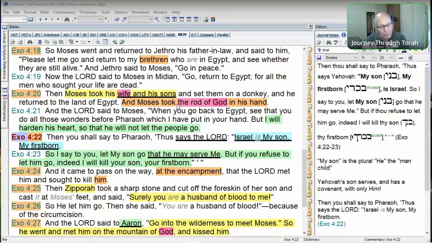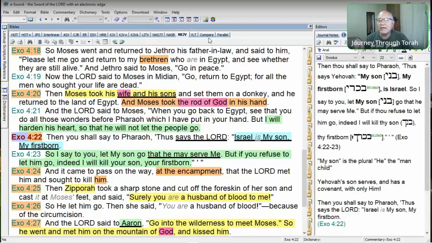Yehovah, through Moses, is speaking to Pharaoh in this portion, chapter 4 of Exodus. He says, "Then you shall say to Pharaoh, thus says Yehovah." You know, wherever you see capital L, capital O, capital R, capital D, or capital G, capital O, capital D, it's covering up a name. The name that it's covering up is Yehovah.